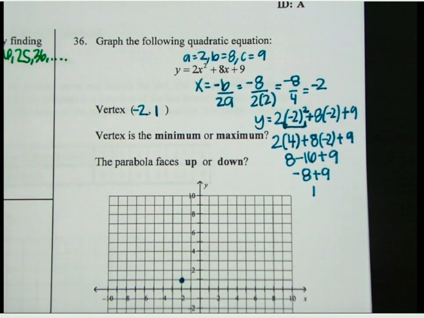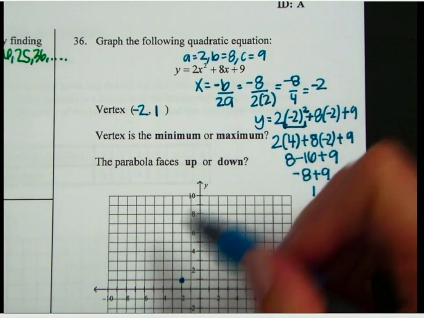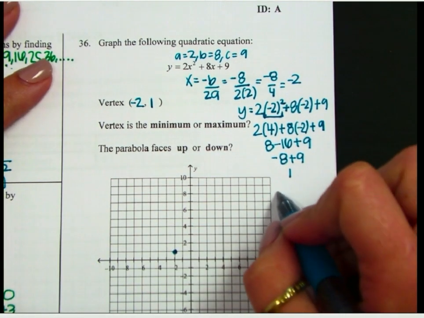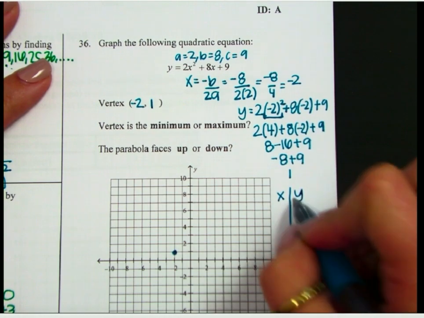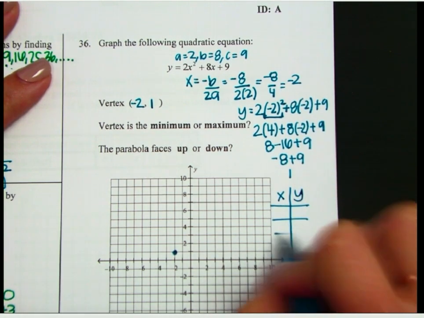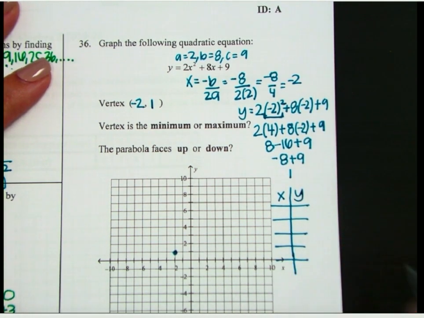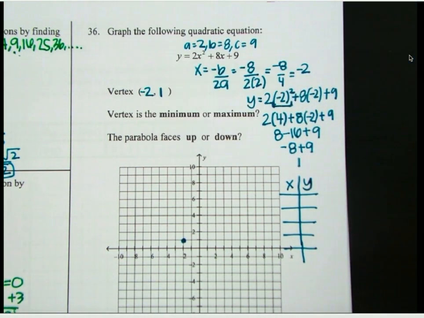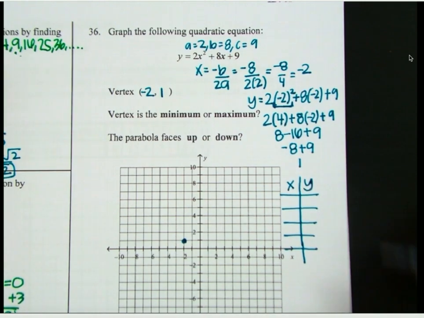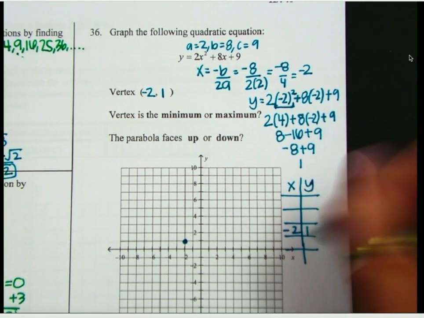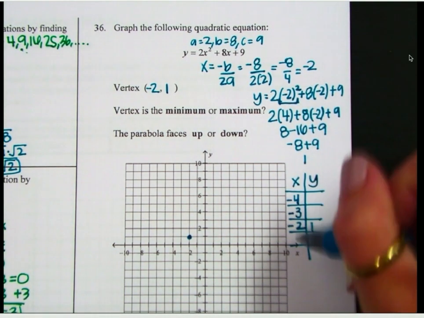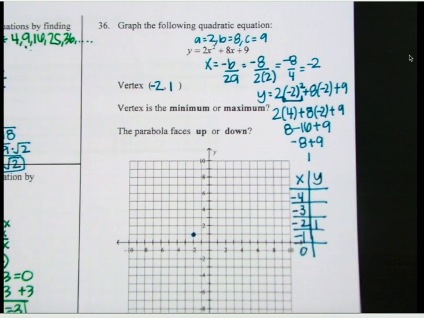Okay, we can talk about minimum or maximum after we make the graph, just so that we don't get mixed up. So we'll answer those after. Okay, when I'm graphing, it's important to make a table so that I get 5 points for a nice and precise, accurate graph. So I'm going to put the vertex in the middle of the table, negative 2, 1. I'm going to subtract 1, add 1, and add 1 to complete the table.